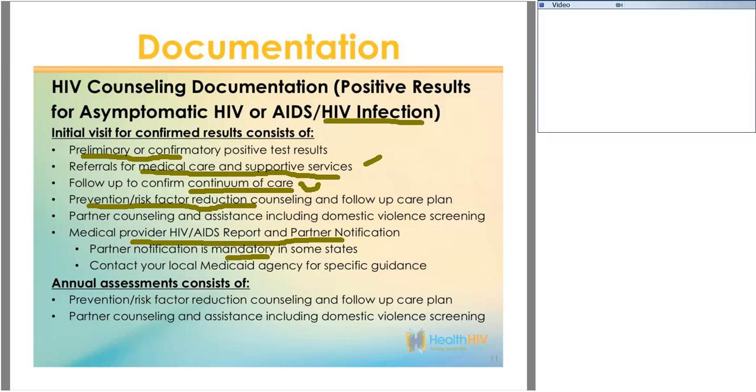Annual assessments are also important and should be documented in the medical record. As part of an annual assessment, it includes prevention, risk factor reduction, and a follow-up care plan. In some states, as it pertains to partner counseling and partner notification, it may also require that you document the need for domestic violence screening.